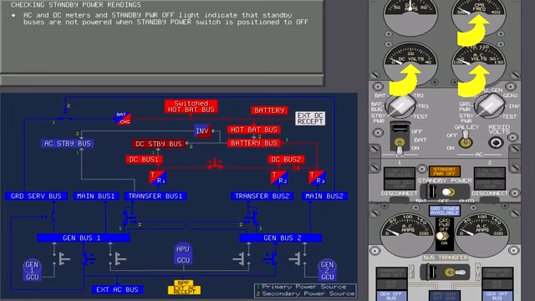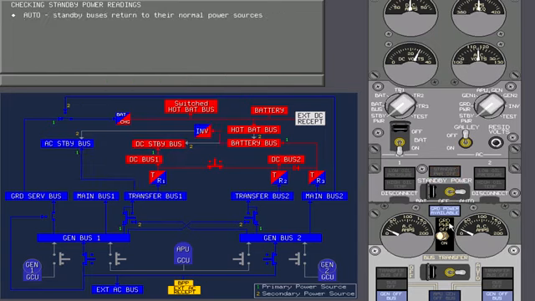Now move the standby power switch back to auto, its normal position. Touch the standby power switch. When the standby power switch is in the auto position, the standby buses return to their normal power sources and the meters to their normal readings.